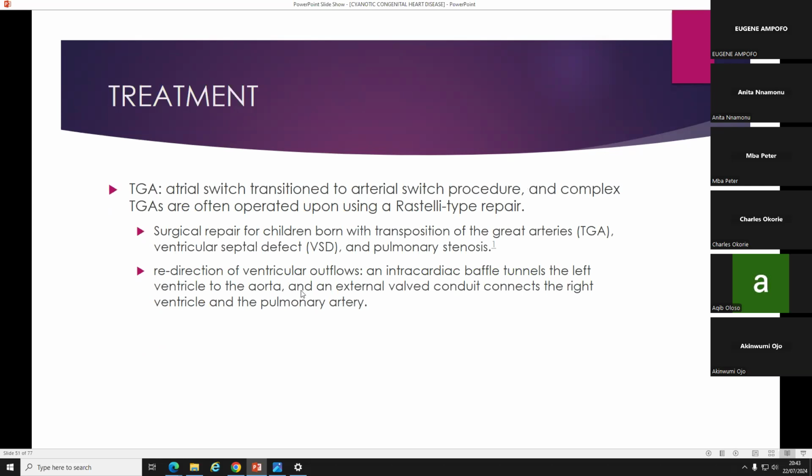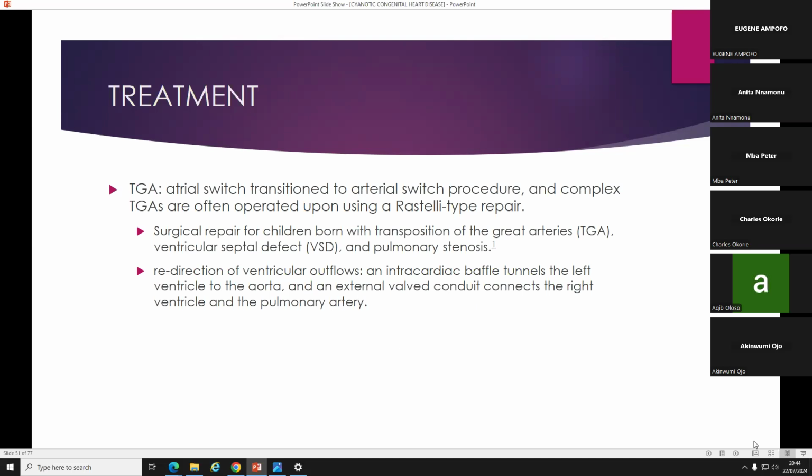So specifically in transposition of the great arteries, the operation is called an atrial switch. This has transitioned over time to an arterial switch procedure. Complex transposition of the great arteries are operated on using a Rastelli type repair. So the Rastelli type repair, I'll just show you a picture soon, but it's a surgical repair for children born with this disease, and basically it involves redirection of ventricular outflow with an intracardiac baffle, which tunnels the left ventricle to the aorta, and external valve conduit, which connects the right ventricle and the pulmonary artery.